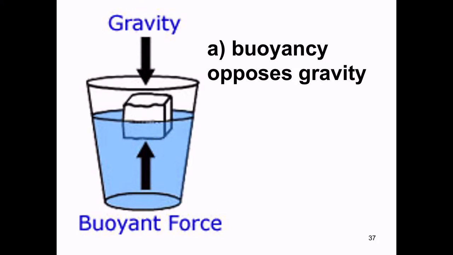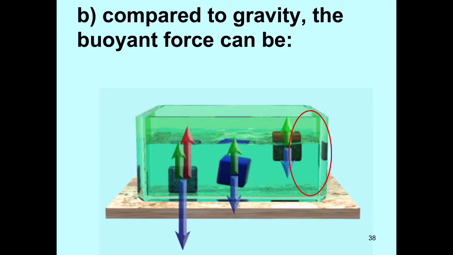So buoyancy opposes gravity. Again, think of an ice cube in a glass of water. Ice floats because as water freezes, it expands, its density decreases, and it floats in the water. Now, let's check the three ways they can be compared between gravity and buoyancy.